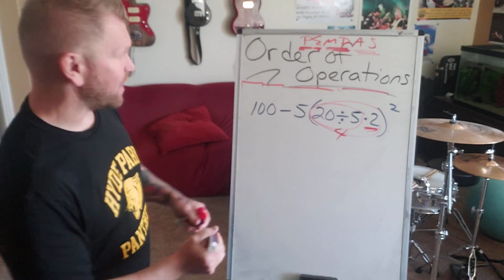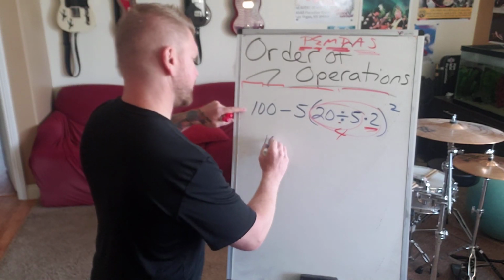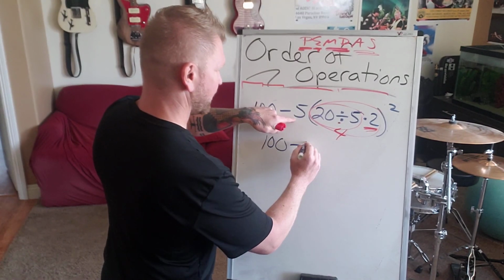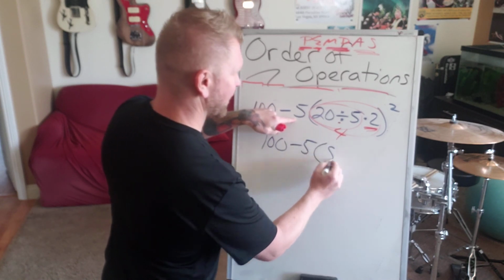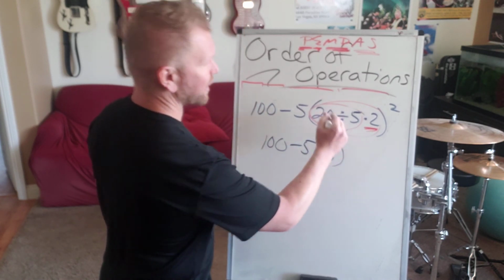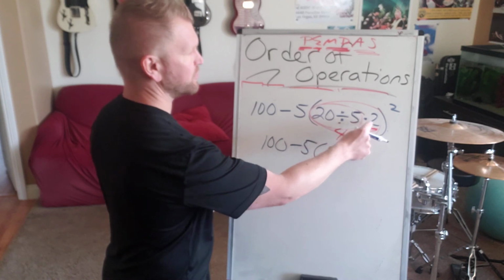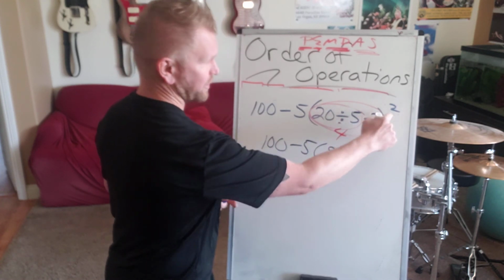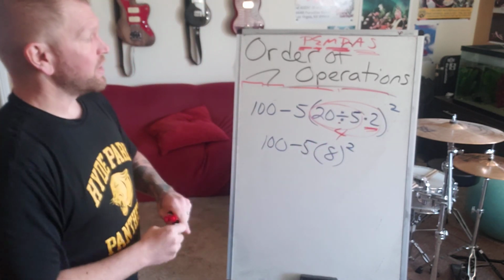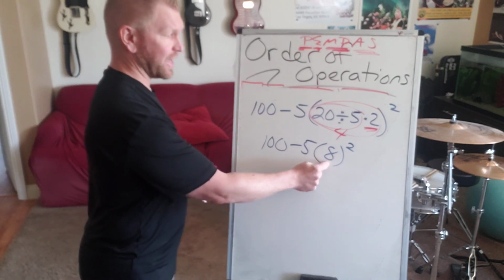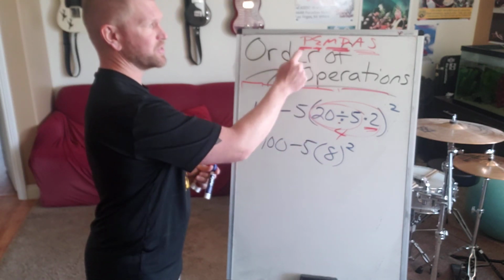Now you bring everything down. We're going to bring down 100 minus 5 times 8. Where'd the 8 come from? That's what we solved in there. We did 4 times 2, that's 8. Don't forget to the second power. Okay, so now we're done everything in the parentheses. Now we have the answer for what was in the parentheses. So we're done step 1.